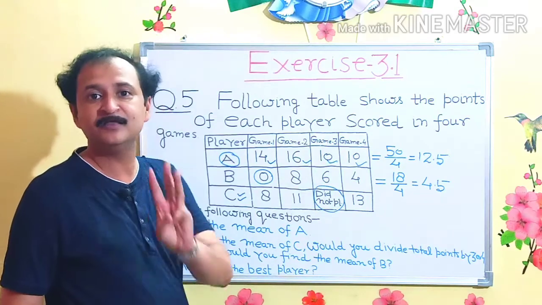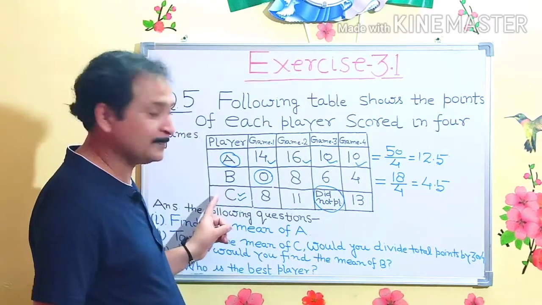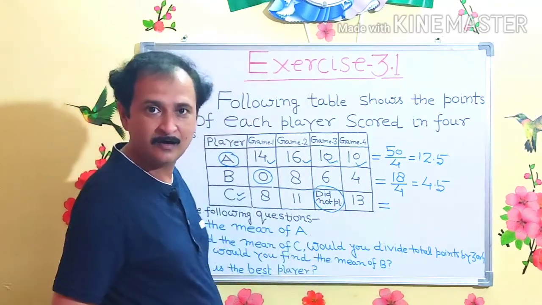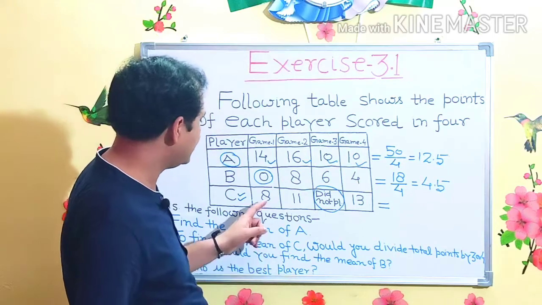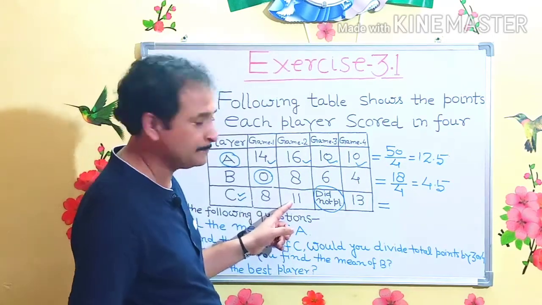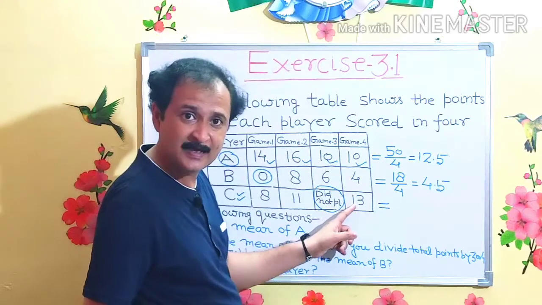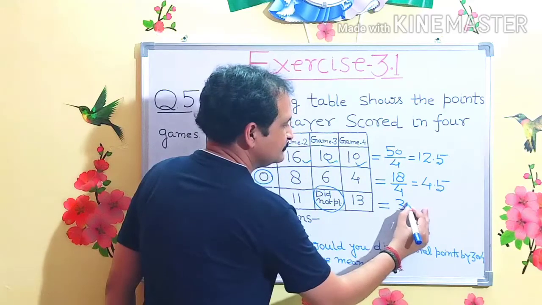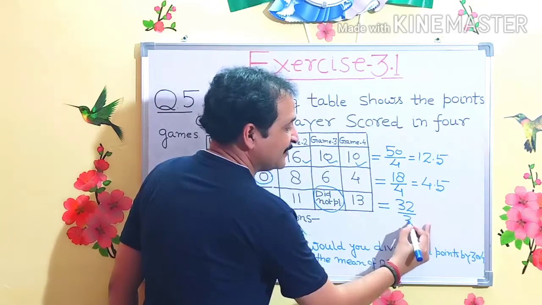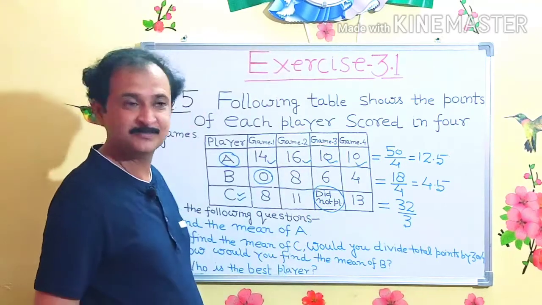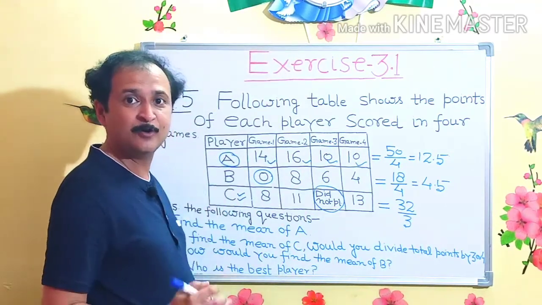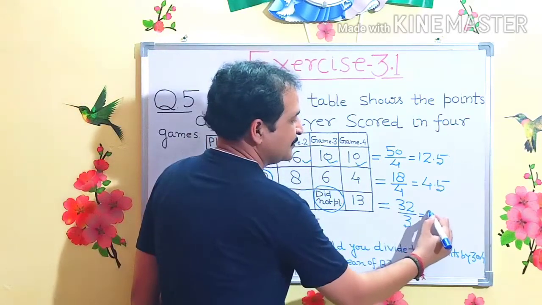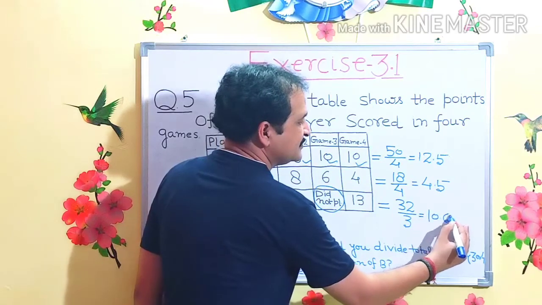So there are only 3 observations available for player C, and the sum of all these 3 observations is 8 plus 11 is 19, and 19 plus 10 is 29, plus 3 is 32. So 32 divided by 3, because player C is present in only 3 matches. So 32 divided by 3 is equal to 10.67.